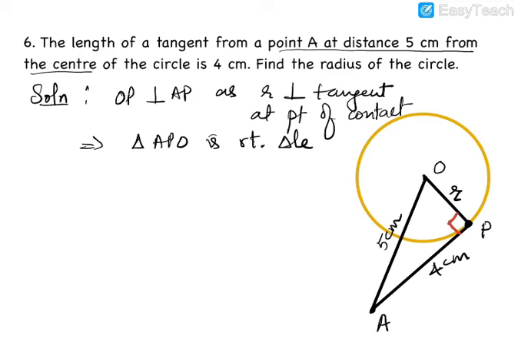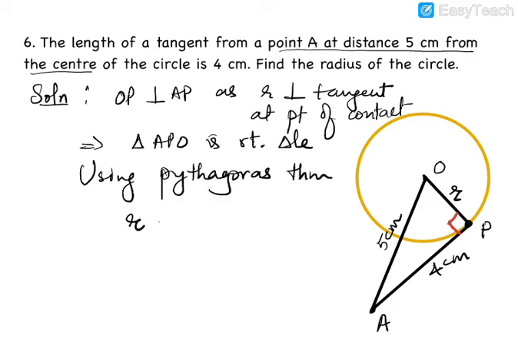Now we have already studied in lower classes that 3, 4, 5 are Pythagorean triplets. So obviously the radius of the circle will be 3, and you can use Pythagoras theorem to find it. Radius will be equal to 3 centimeters. I am writing this answer directly because 3, 4, 5 are well-known Pythagorean triplets.